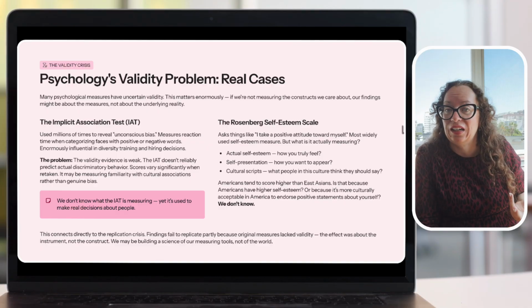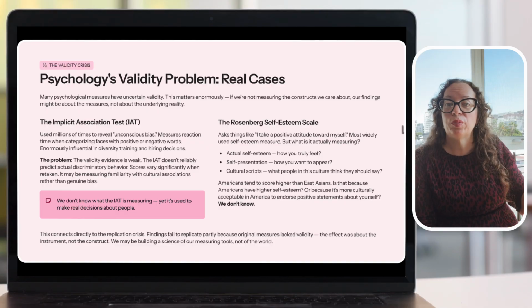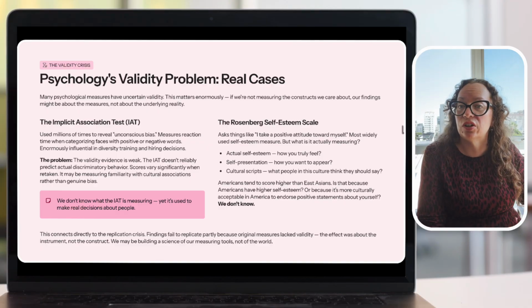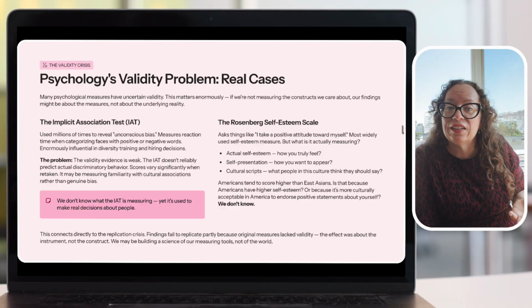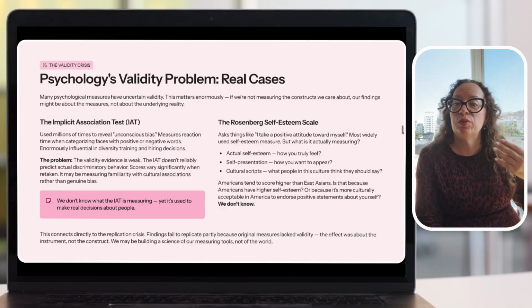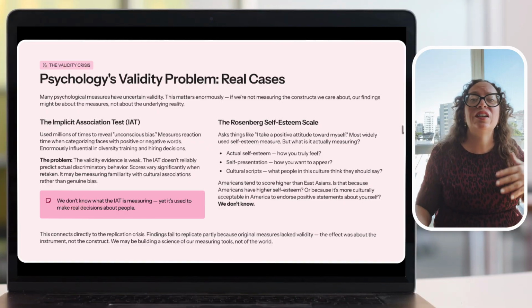So what is the IAT measuring? Maybe it's measuring unconscious bias, or maybe it's measuring familiarity. You're faster with familiar associations. And cultural familiarity isn't the same as bias. Or maybe it's measuring speed of processing or response strategies or any number of things.